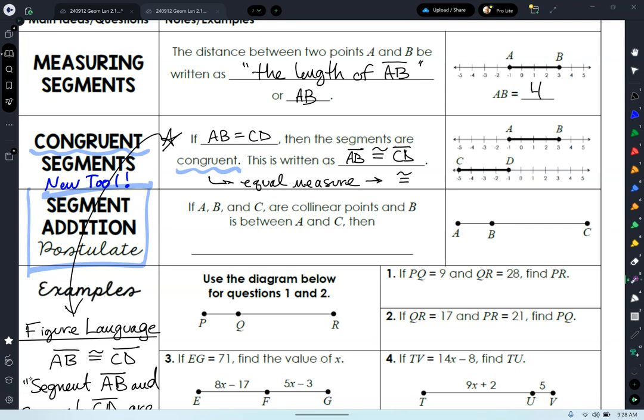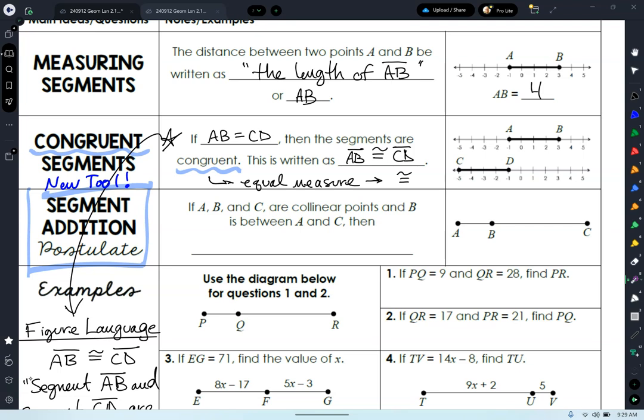I heard some yes, I heard some no. Is it in the middle of A and C? Is there a difference between in between and in the middle? There actually is a difference, yeah, right? And so we're going to talk about that, and so you have to be clear on that language. So B is somewhere in between.